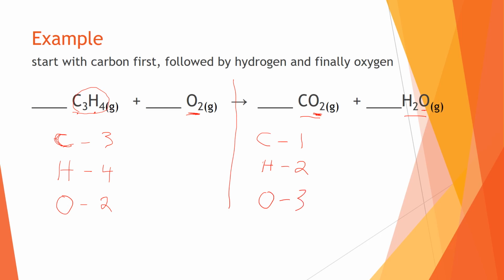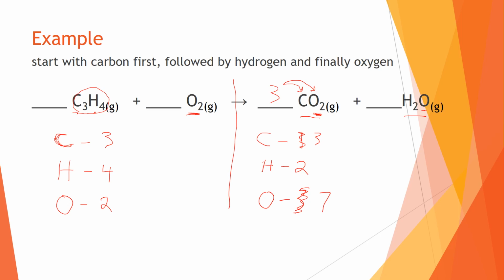Okay, so start with your carbons first. I have 3 on the reactant side and 1 on the product side. So if I put a 3 here, that 3 applies to this carbon. So this changes to a 3. And then this guy right here, 3 times 2, that's going to give me 6, right? So 3 times 2 is 6, but don't forget this oxygen over here. So I have 7 oxygens on this side.